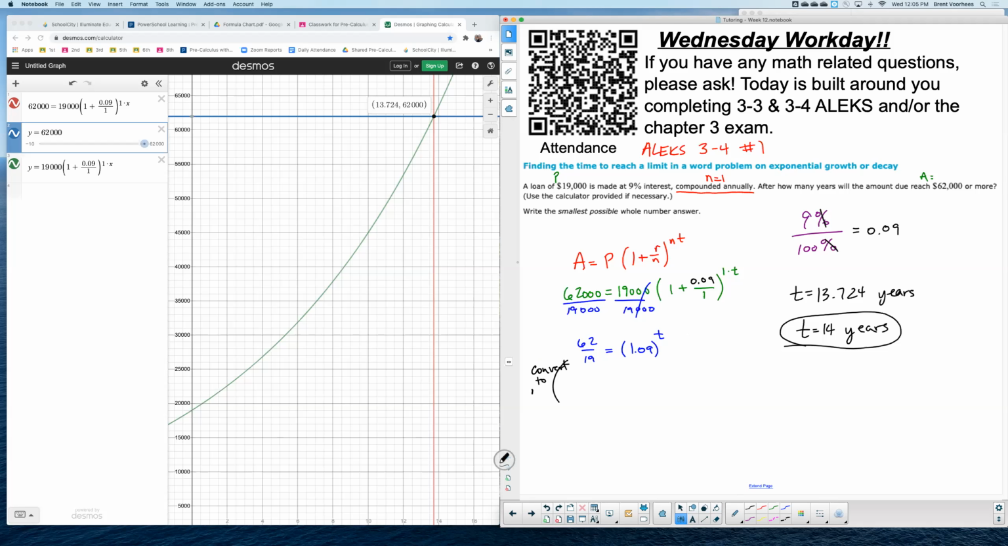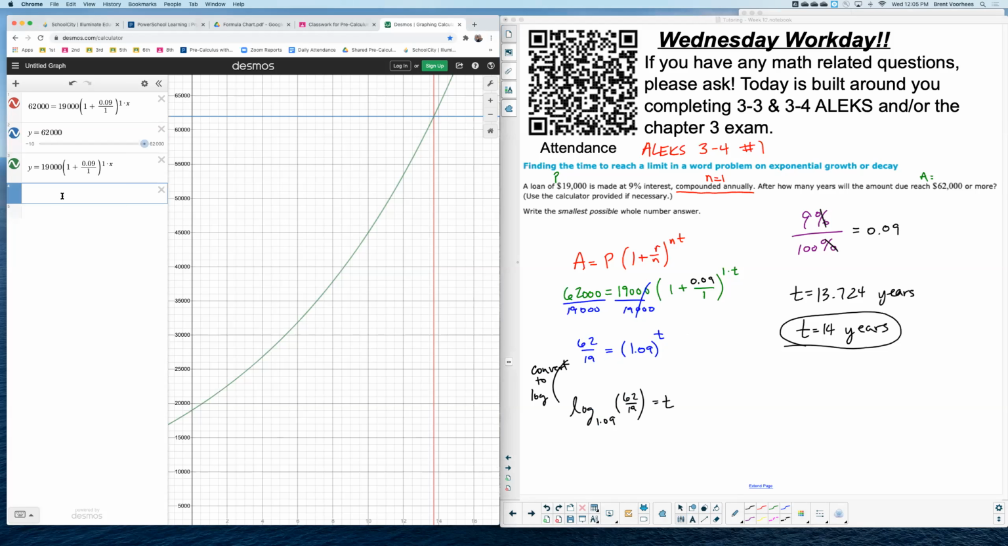Convert to a log. With a logarithm, you keep the base, which is 1.09, but the power and the number switch. So I'd have log base 1.09 of 62 over 19, and all that would equal t. If I type this in the calculator, I should get this exact same answer, unless I made a math error. So log base 1.09 of 62 over 19, and yep, I'm getting 13.7239, and so on, the exact same answer.